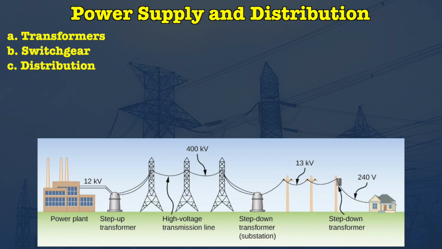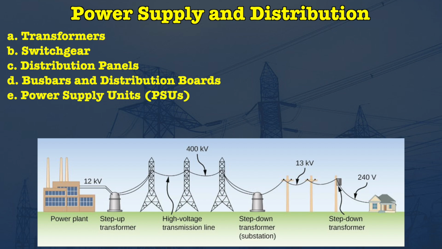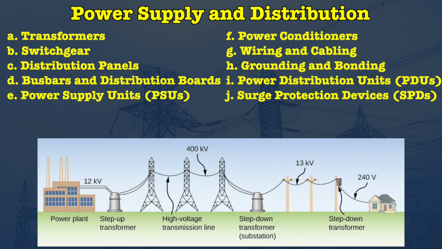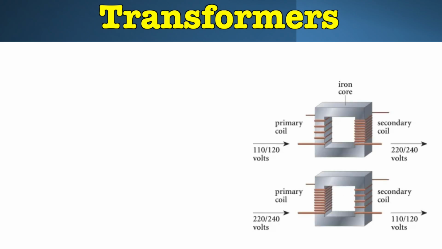This involves a network of components designed to manage, distribute, and protect electrical power from its source to the point of use. Main components are transformer, switchgear, distribution panel, busbar and distribution boards, power supply units, power conditioners, wiring and cabling, grounding and bonding, power distribution units, and surge protection devices, that is SPDs. So let's start with the first one, that is transformer.